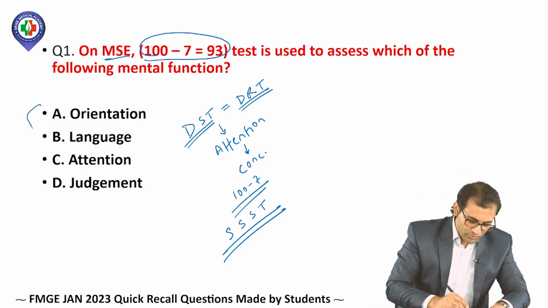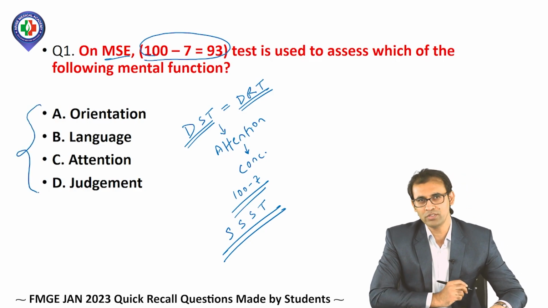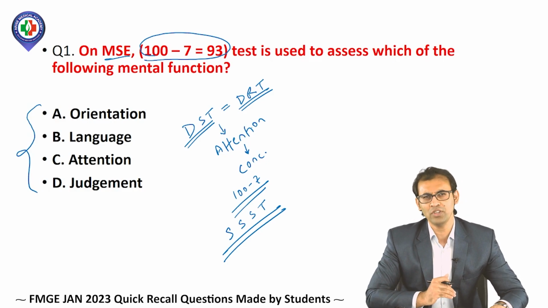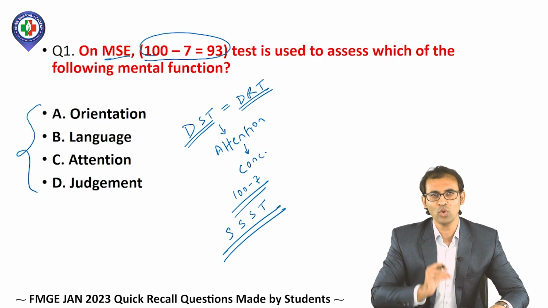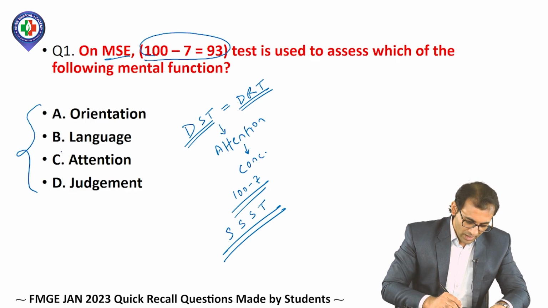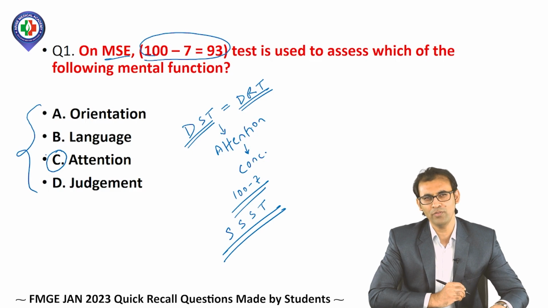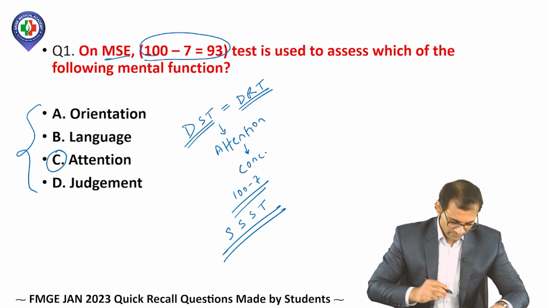But out of these 4 options, there is no concentration level. What is the definition of concentration? Higher level of attention is called concentration. So in this question, the answer will be attention level. I hope this question is clear to all of you. Very easy question, right?